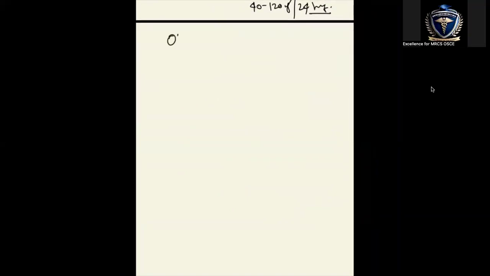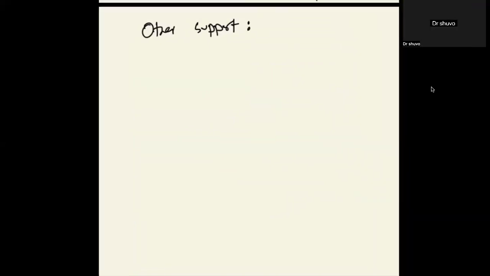Now to the other supports. Where is your colleague? Is she in the class? No, in Ramadan she is not in class.